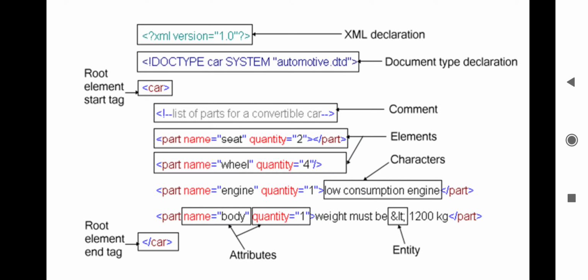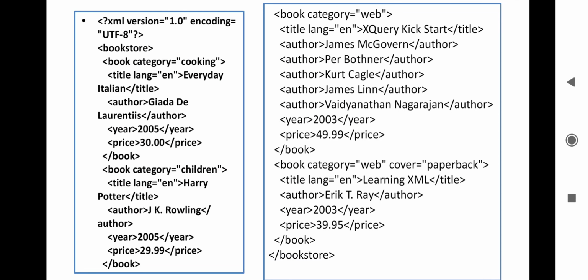See, part name equals seat, quantity equals 2, and end of part. Then part name equals wheel, quantity equals 4, then again end. In this way you can add any number of elements. At the last line, you can write attributes also, and you can enter entities also. At the end, after adding all the elements, you need to write the ending tag for the root element. You started with the root element car, so you need to end using this element only.